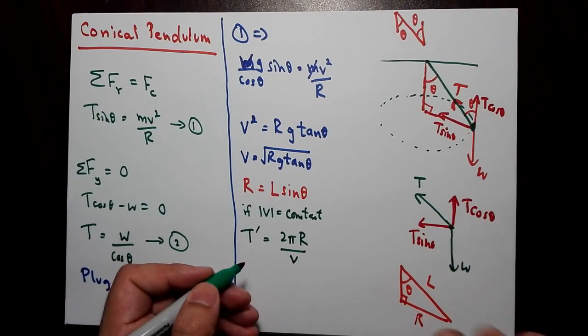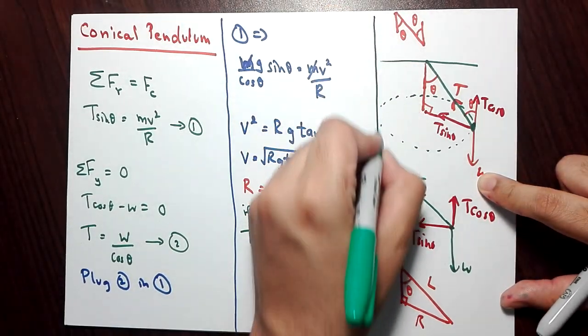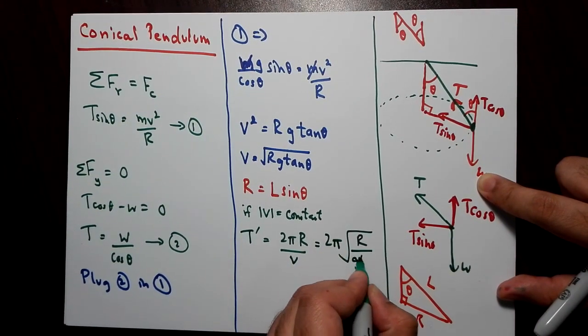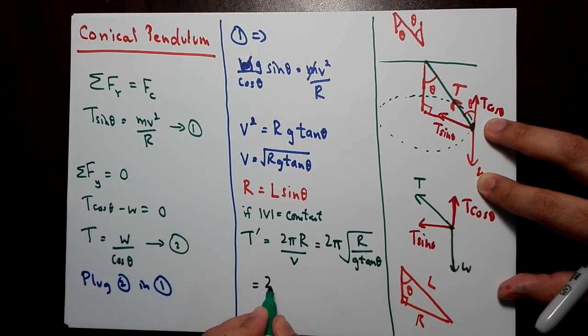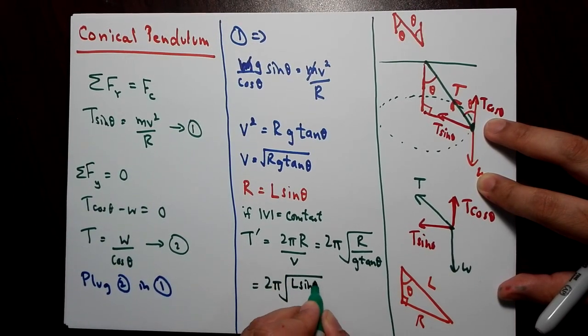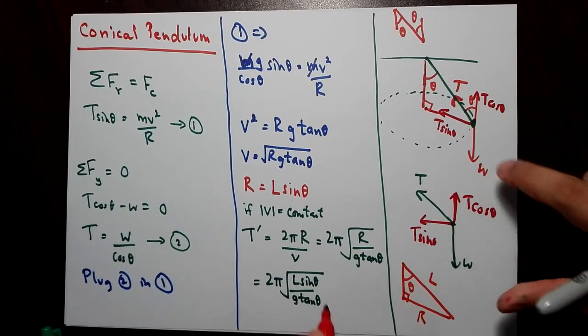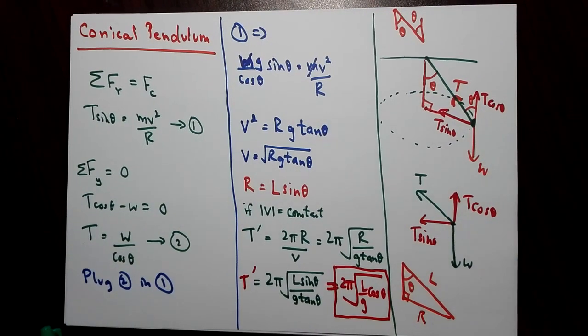V is the speed, so let's plug in v equals square root of rg tan theta. You get 2 pi square root of r over g tan theta. Now let's plug in r equals L sine theta. When you do that, you get 2 pi square root of L sine theta over g tan theta. So your expression for the time period is 2 pi square root of L over g cosine theta. So that's your equation for the time period of the conical pendulum.